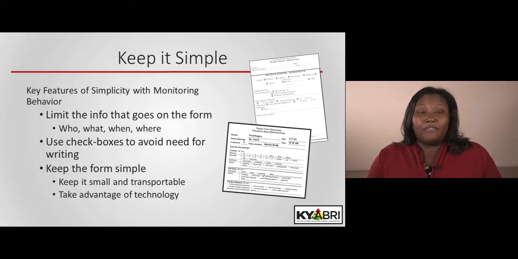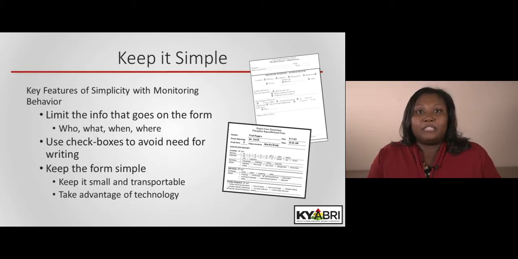The more the form can take advantage of examples with checkboxes, the better in terms of making the process simple. There likely will be some writing necessary, but it can be kept to a minimum. In addition, the form itself should be kept simple. Smaller paper is better than larger paper. One side of the paper as opposed to two is generally better. And making it something adults can easily carry with them is also a good idea. Many schools have been able to put the data systems on their school intranet so that the data is entered directly into a computer or handheld.